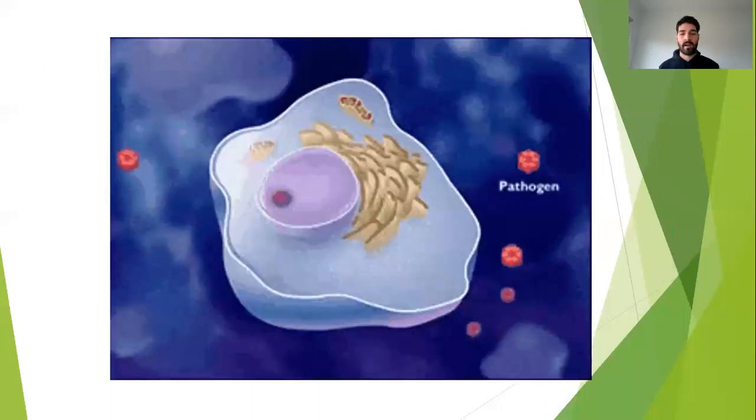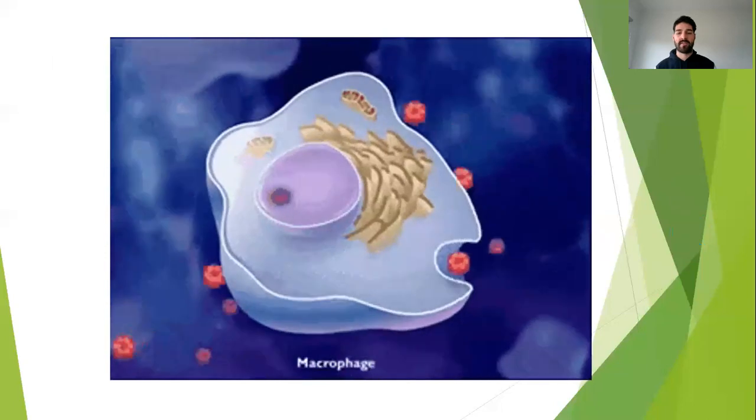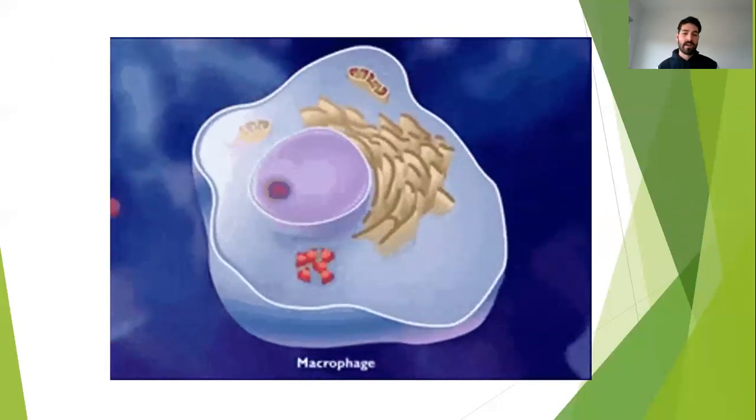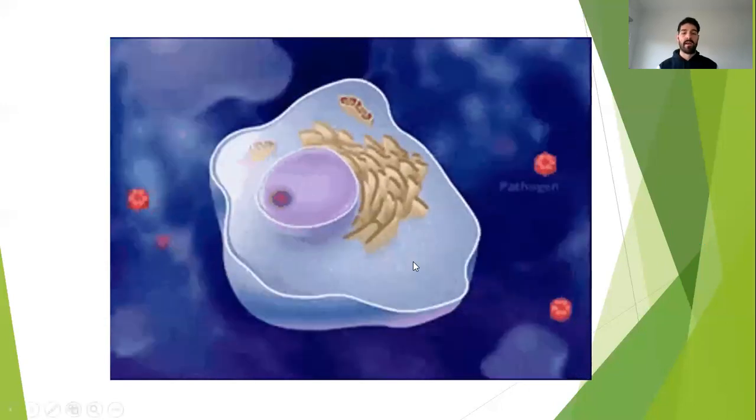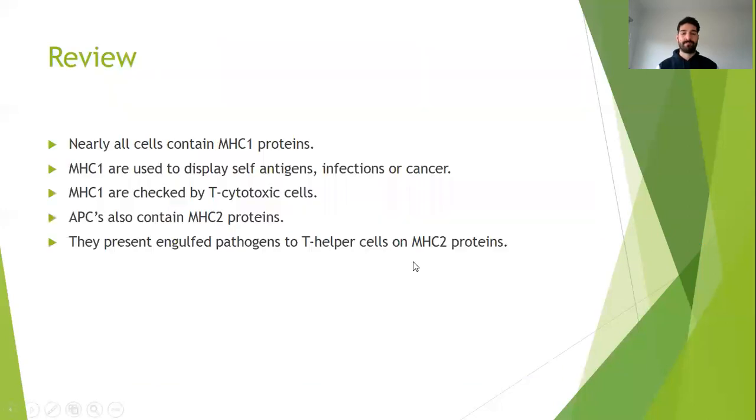So here's a video of what it might look like. There's our pathogen being engulfed. It's broken down and displayed on the MHC2 markers on the outside. And that would go and activate those T helper cells we talked about.